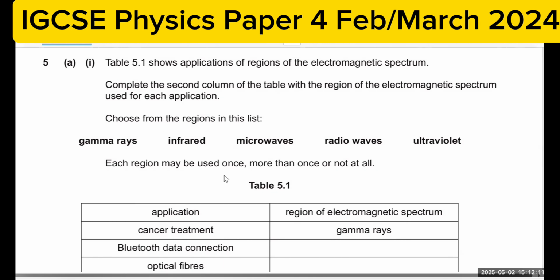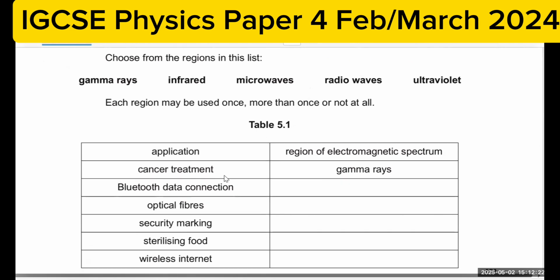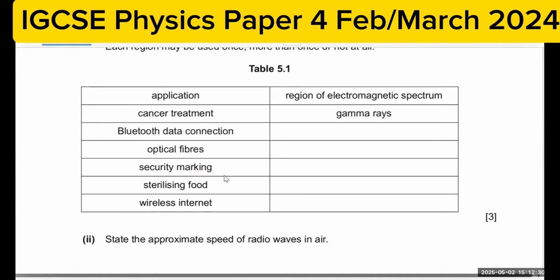Question number 5, A1. Table 5.1 shows applications of regions of the electromagnetic spectrum. So there are 7 spectrum regions. Complete the second column of the table with the region of electromagnetic radiation. Okay, so these are the radiations. Sometimes they will not give you the radiation. You need to memorize them in the order. This is very important. So the uses are written. So we need to write the exact electromagnetic region.